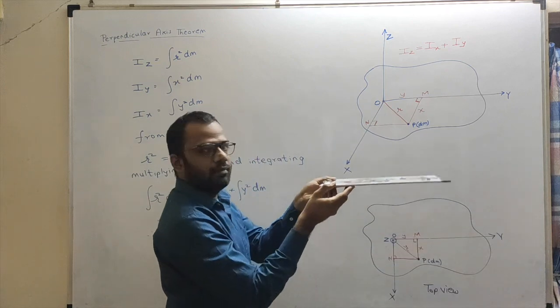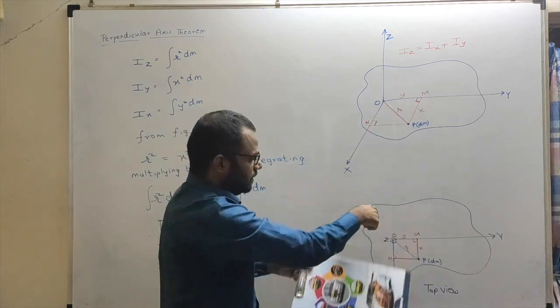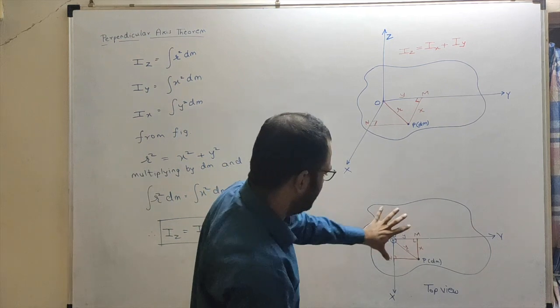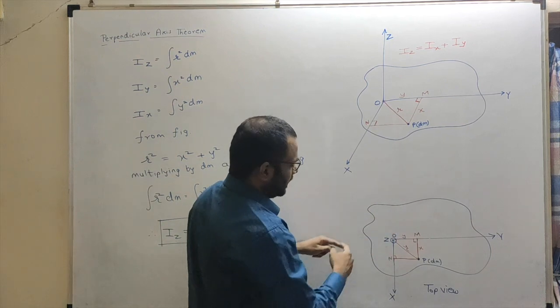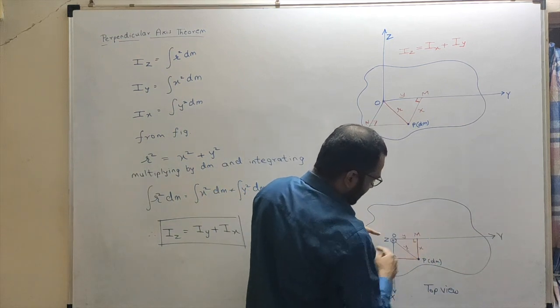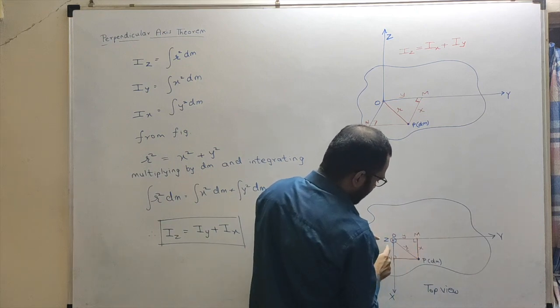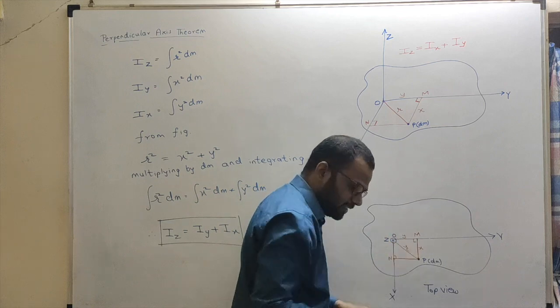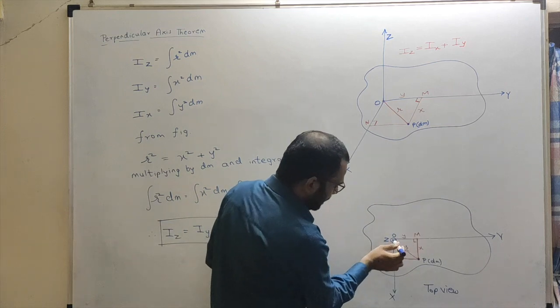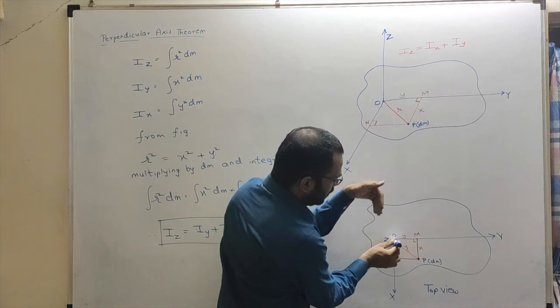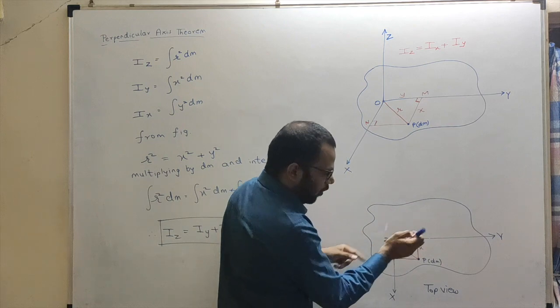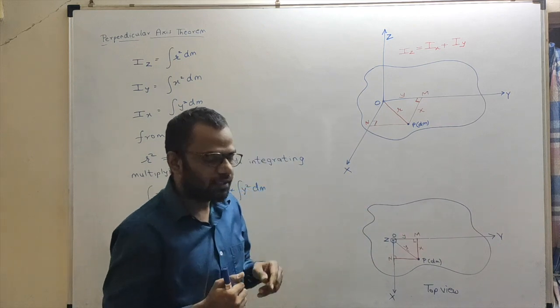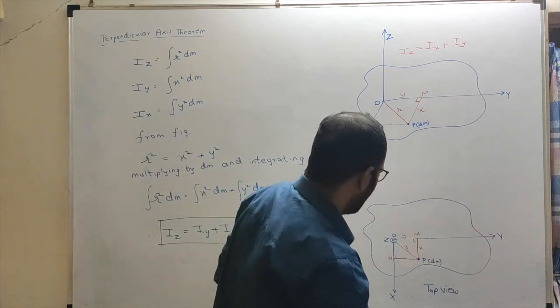The body is like this, right? From the top view you can see easily. This is the thing that we get. This is the y-axis, this is the x-axis. They are mutually perpendicular to each other. This is the point O, their intersection point, and Z is the axis perpendicular to the plane. That means Z will be perpendicular to both x and y. All three axes are concurrent at point O. They all meet at point O.